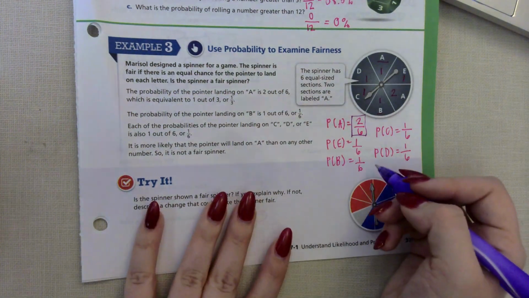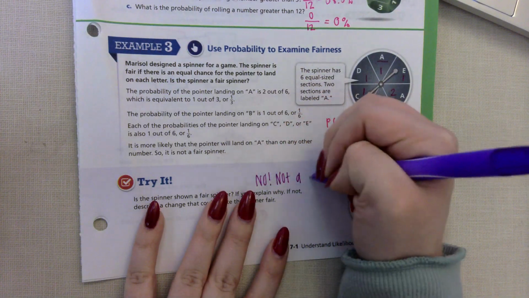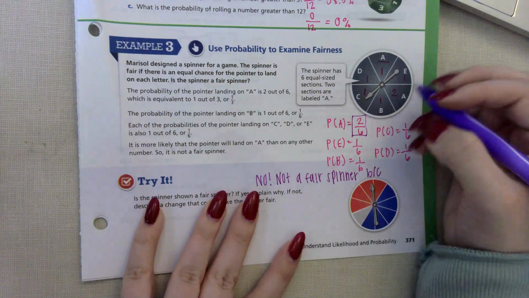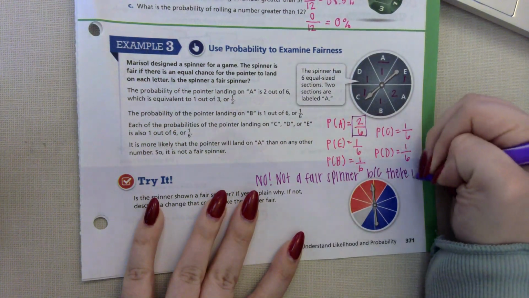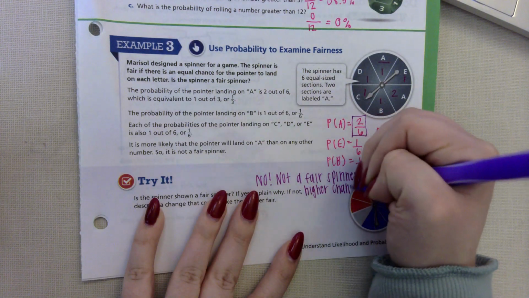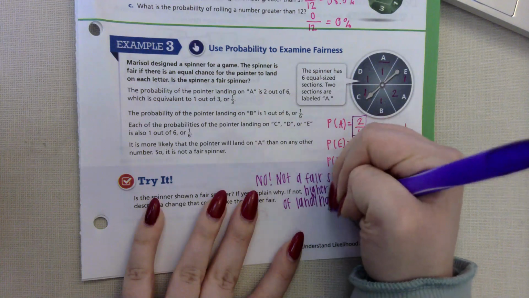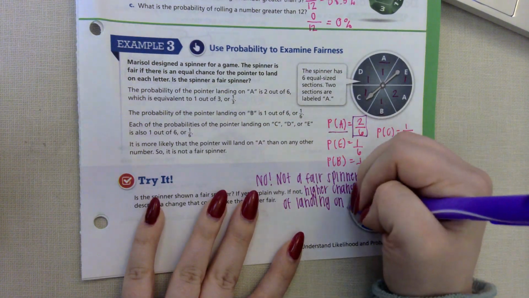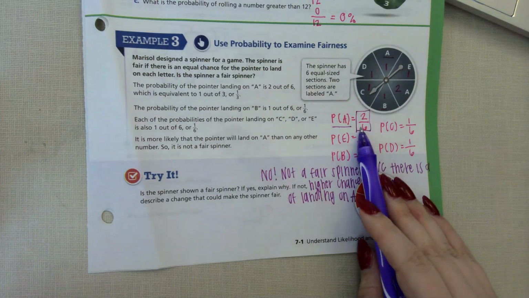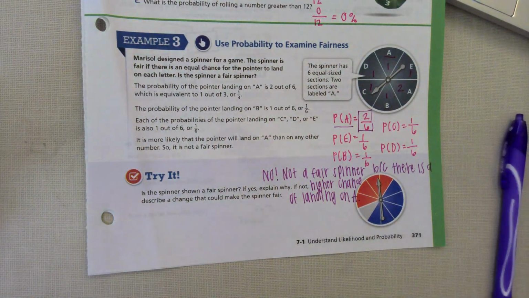So I'm going to say no, not a fair spinner, because there is a higher chance of landing on A. It is more likely that I would land on A. I have a 2 in 6 chance of landing on A, and only a 1 in 6 chance of landing on all of the other letters.